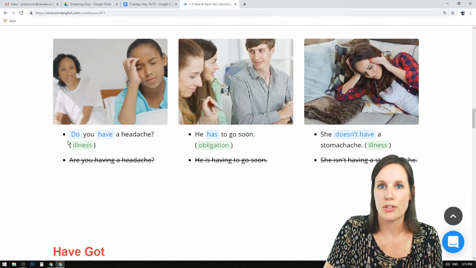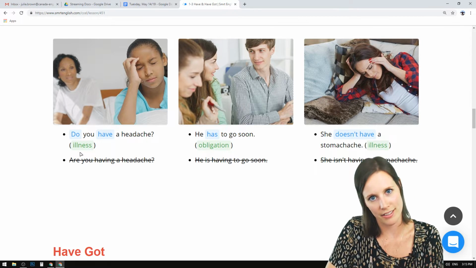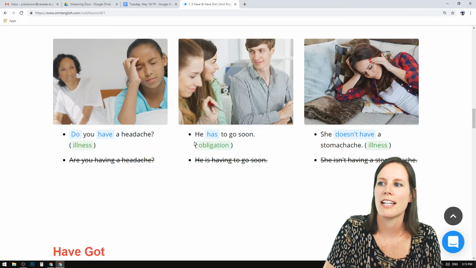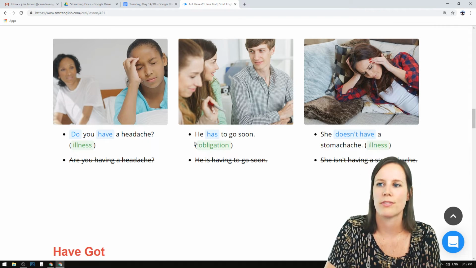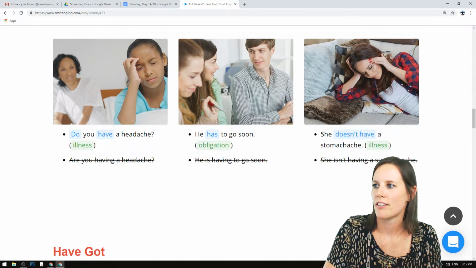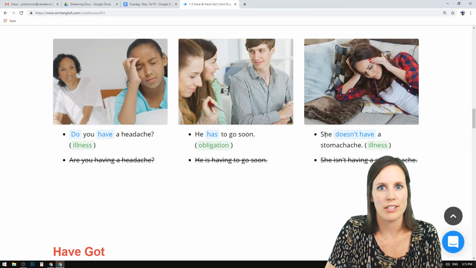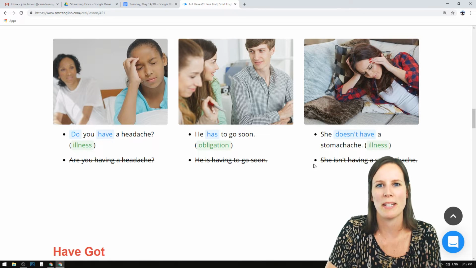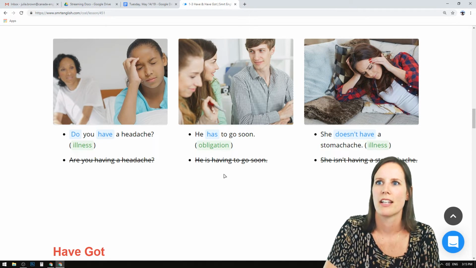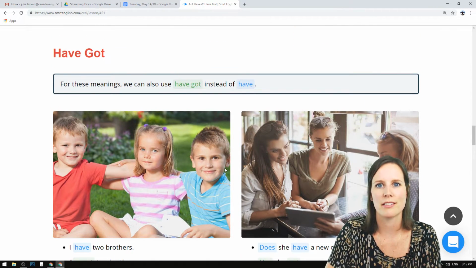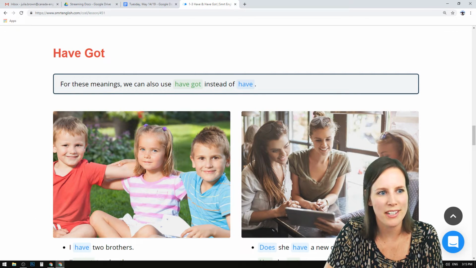Let's see here. Do you have a headache? Again, illness. Are you having a headache is not possible. Here we have an obligation sentence, okay? He has to go soon. So, he is having to go soon is not what we say. Finally, one more. She doesn't have a stomachache. Negative sentence. Do not use the continuous form in that type of sentence, okay? I'll talk a little bit more with Smrt, and then we'll go to our document, okay? Let me see some more examples in the chat.